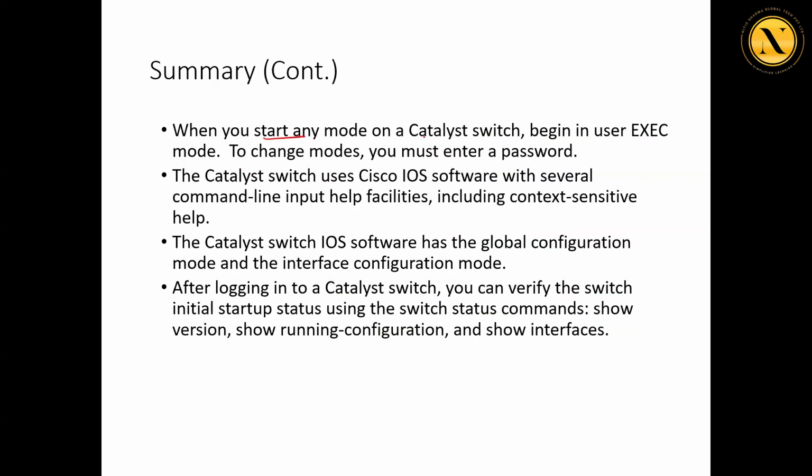When you start the switch, normally you begin in user mode, correct? To change modes, you must enter an enable secret password, right? Correct? And then you'll come to the privilege mode. The switch uses Cisco software with several command line input help facilities, including context sensitive help, right? The Catalyst IOS software has the global configuration mode as well as the interface configuration mode. Okay, thank you so much. We know user mode, privilege mode, global mode, interface mode on both routers as well as switches.